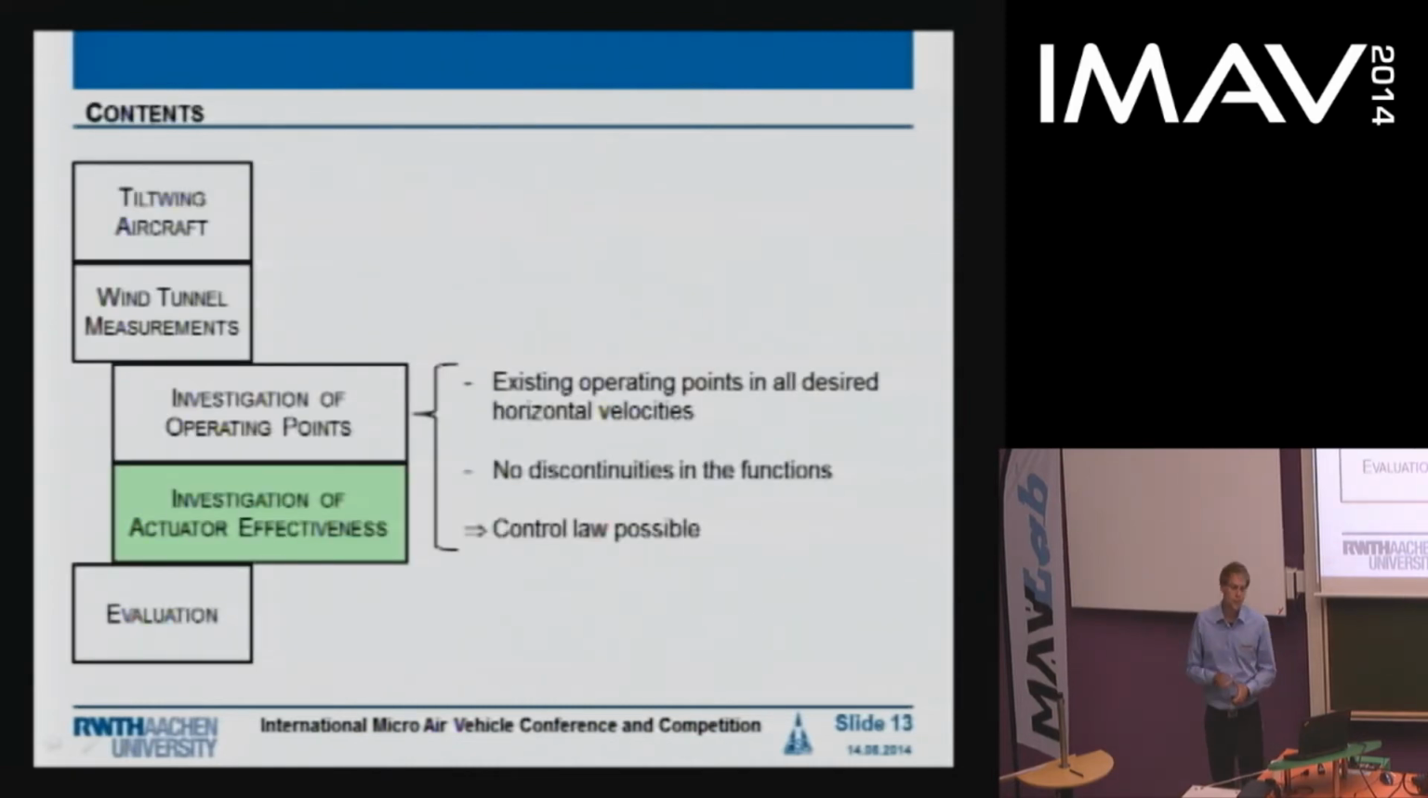So we can sum it up. It is possible to associate deflections of all the actuators of the longitudinal motion to points in horizontal velocity. And as these relationships show no discontinuities, they can be used for a feed-forward controller. And now let's take a look at the actuator effectiveness in these operating points.